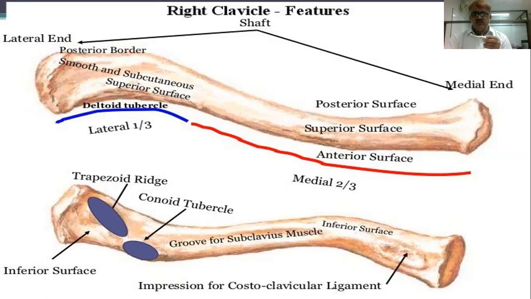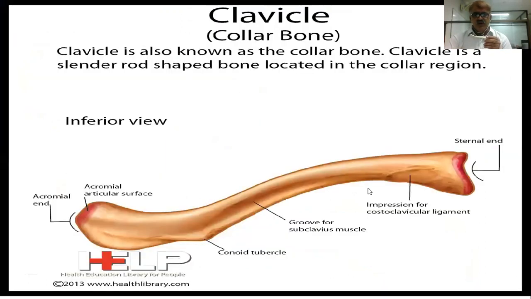Now, going more, you can see here, we have a subclavian groove in the middle. We have this impression for the costoclavicular ligament on the medial side. And you see this acromial end. This is the impression here.